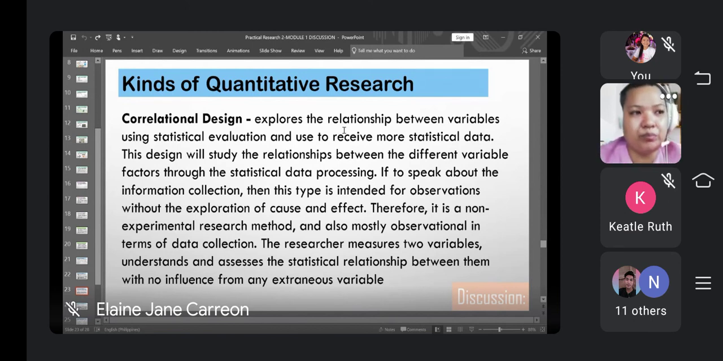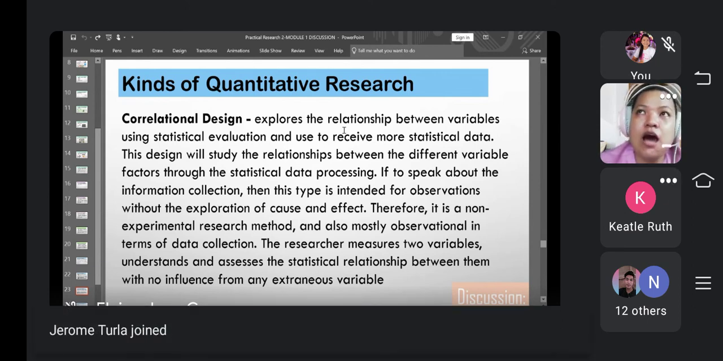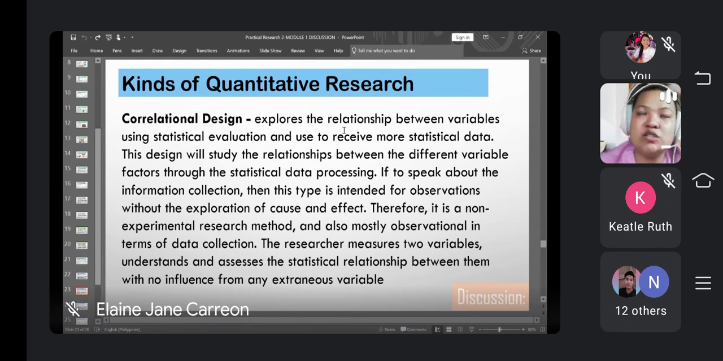Ito pa. The number of hours in studying lesson and the grades or academic performance. May relasyon ba yun? Ibig ba sabihin, the more na mahaba ang oras sa pag-aaral, the more na may chance ka na tumaas ang grade mo. True or false? True. So, ganon ang correlation design. Ibig sabihin, naghahanap ng relasyon sa dalawang variable. Ibig sabihin ng variable is kahit anything under the sun, basta about this phenomenon or this problem na gusto mo i-search or i-research. Okay?